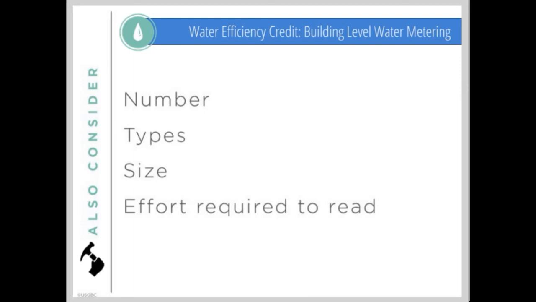The higher cost of a larger meter may be offset by reduced operations and maintenance costs if facility staff will be making manual readings. Automatic data logging also adds to initial cost, but it may be cost-effective if it reduces the effort of obtaining and recording readings.